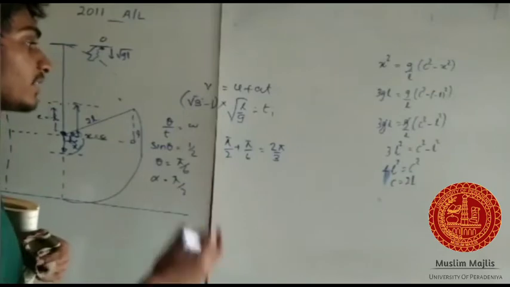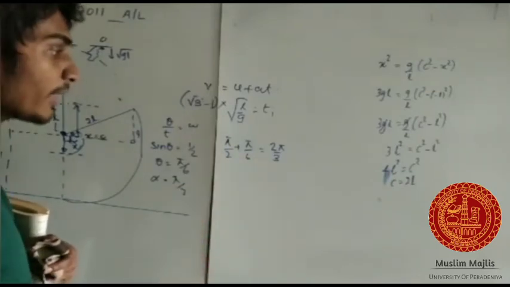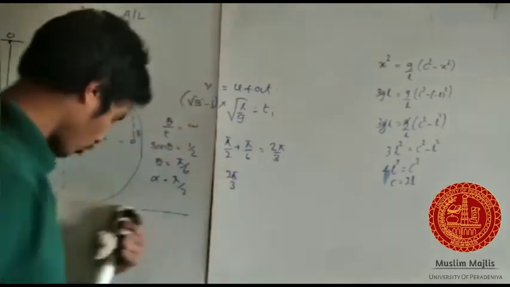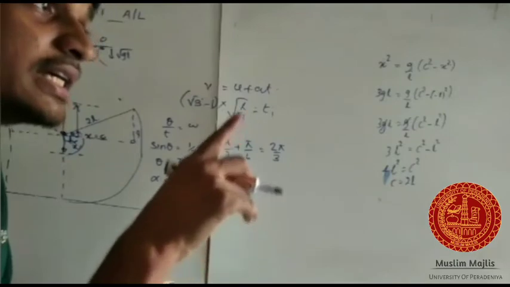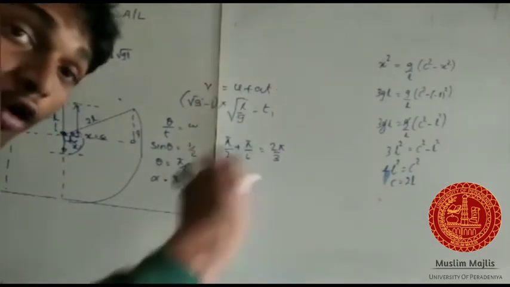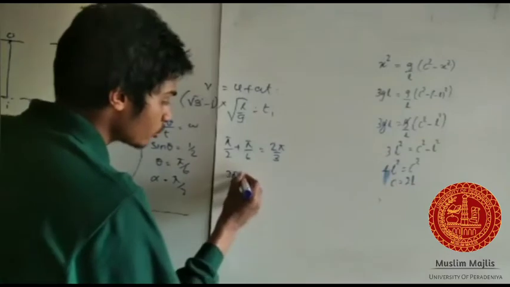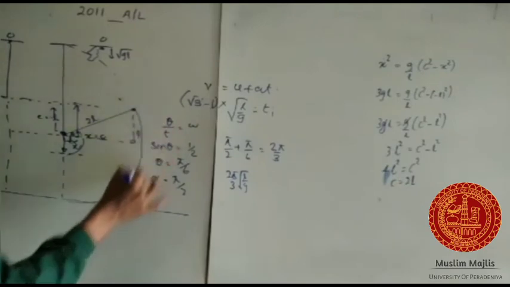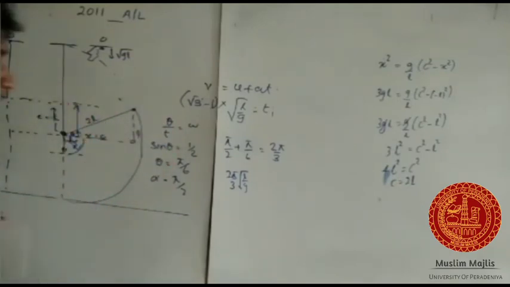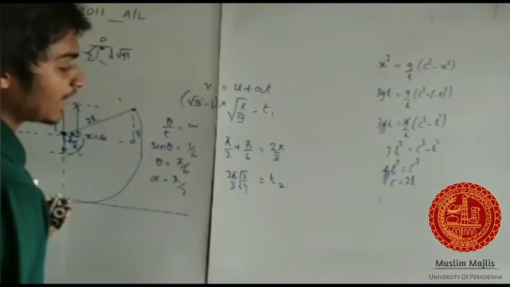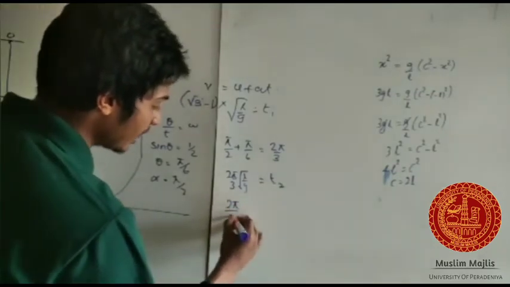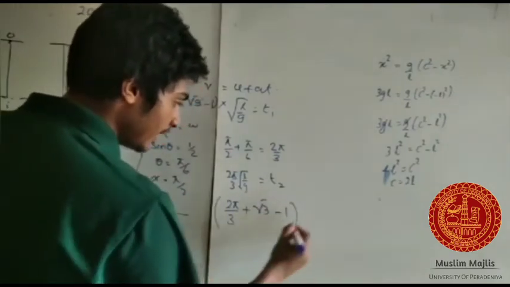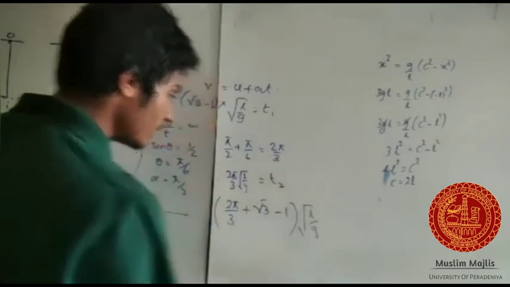Now 2 pi by 3 over omega is the time. What is omega? Omega is square root of G over L, so 2 pi by 3 over omega gives you square root of L over G. This is the time taken for the particle to come from here to here, which is also the same as coming from here to here. So we will say this is T2, and the total time is going to be 2 pi by 3 plus root 3 minus 1, into square root of L over G.